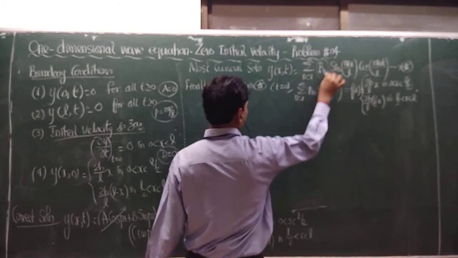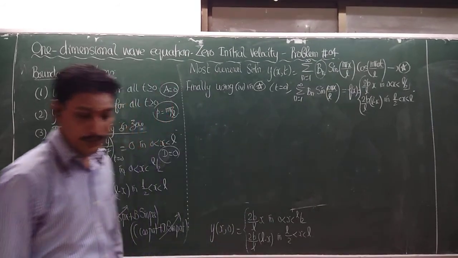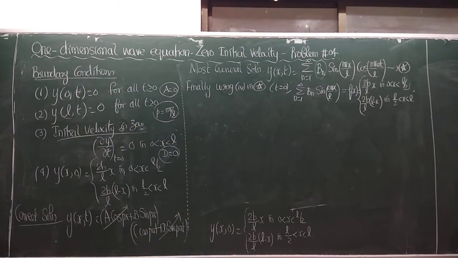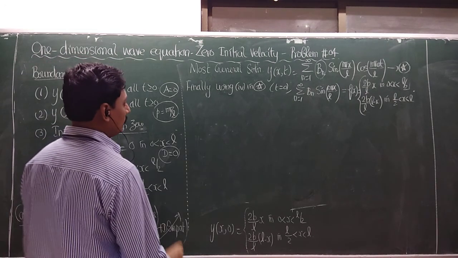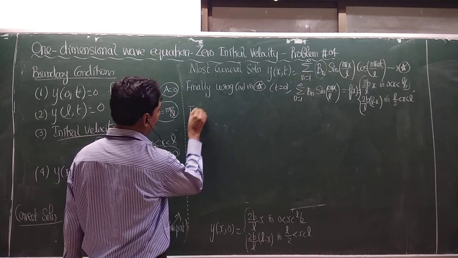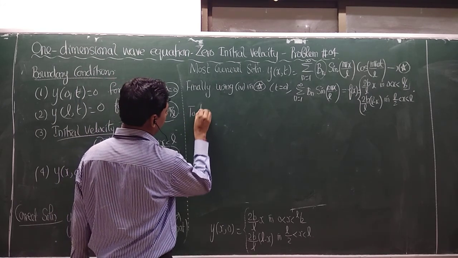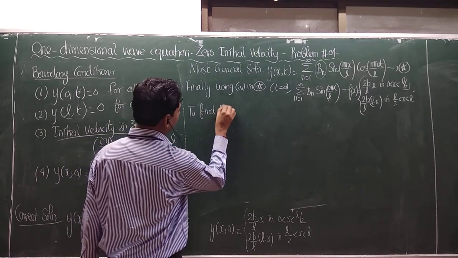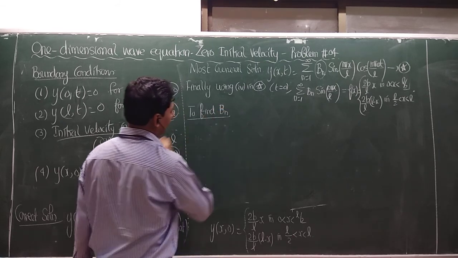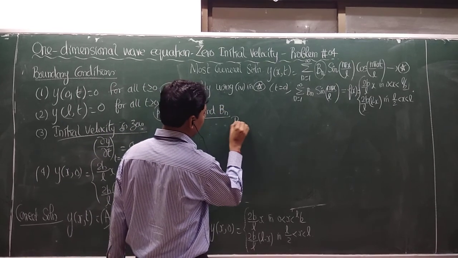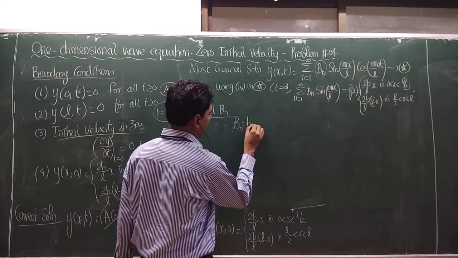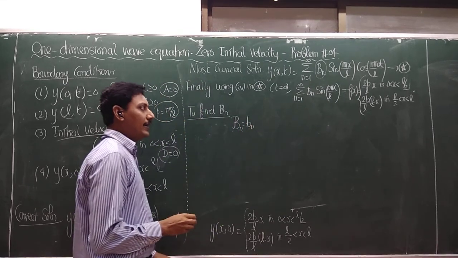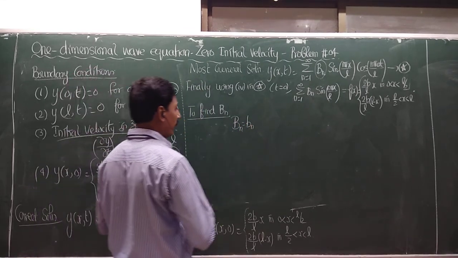That's right. The left hand side looks like the half range sine series, so my aim is to use the half range sine series concept here. As we know, to find the capital Bn value, we expand the left hand side as the half range sine series, and we get capital Bn equal to small bn. Why are they equal?